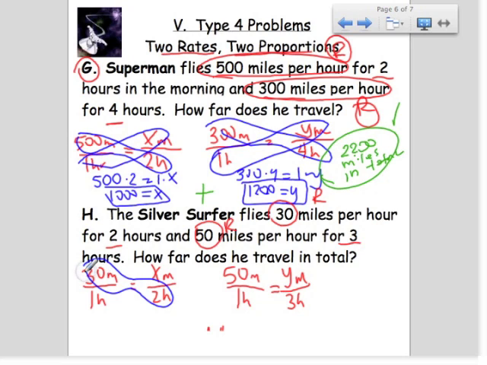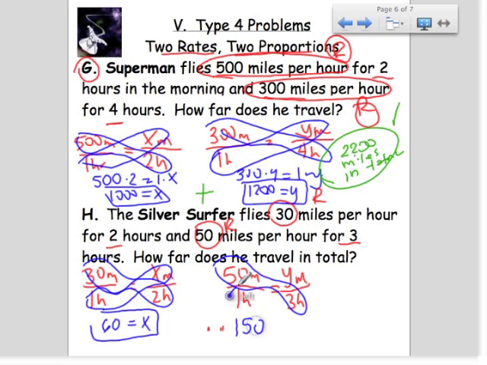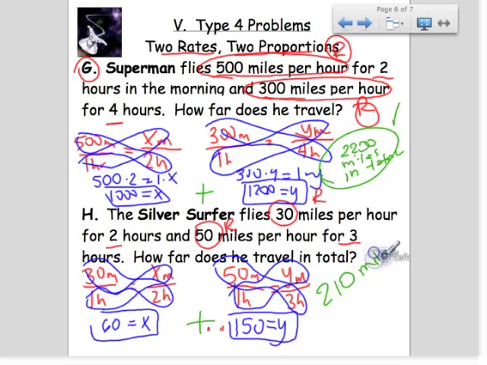Then you cross multiply. 30 times 2 is really 60. 1 times x is really x. So he goes 60 miles in that part of the day. 50 times 3 is 150 equals 1 times y. That's really just y. And so he goes 150 miles in that part of the day. You add them together to find the total, which means in total he goes 210 miles for the whole day. And that should have been your solution.